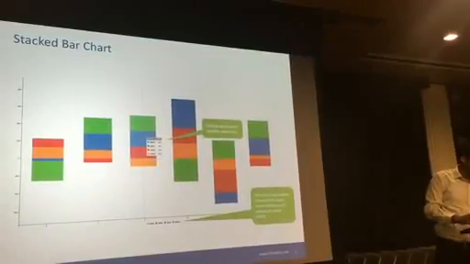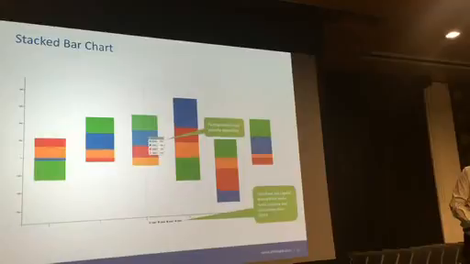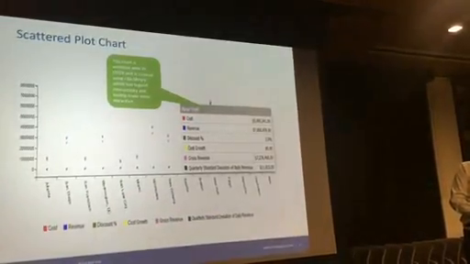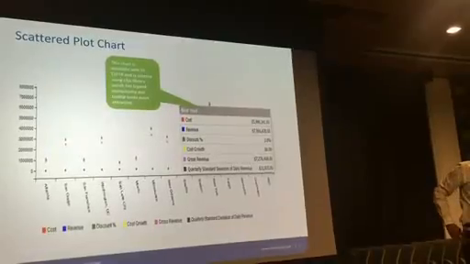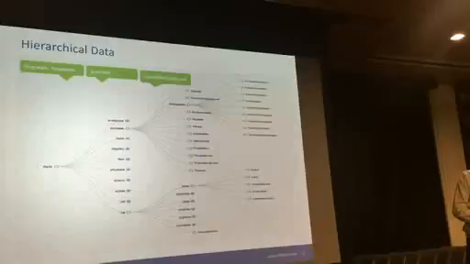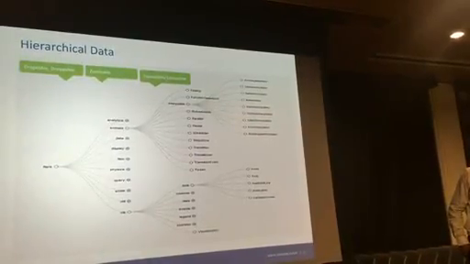Then we've also got the stacked bar chart, again with a highly interactive tooltip and interactivity on legends. Then this is the scatter plot chart that we have integrated. It can display data from multiple attributes and multiple metrics. Then we can also integrate the hierarchical chart.